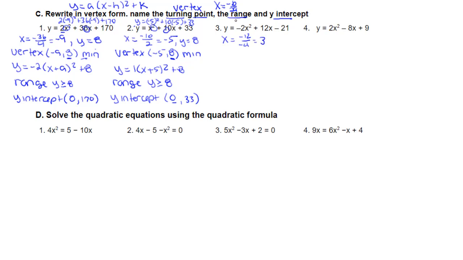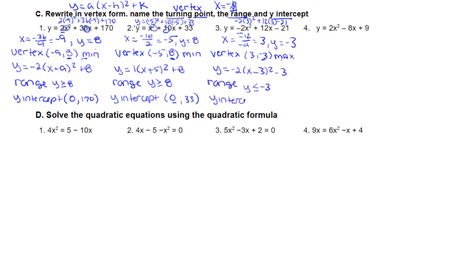In 3, we find the -b over 2a is 3, and the y is going to be -3. The vertex is going to be 3, -3. It's a maximum. We find the vertex form, and then we find the range. -3 is the biggest, so that means all the rest have to be smaller. The y-intercept is going to be 0, -21.